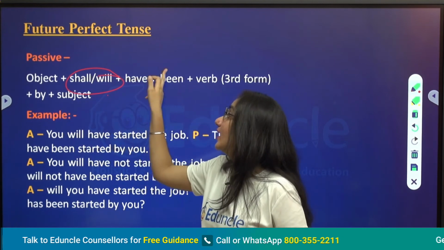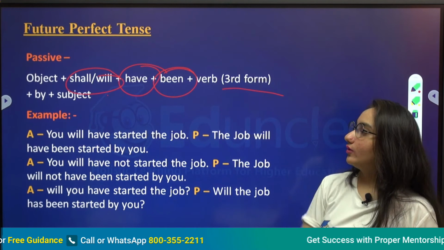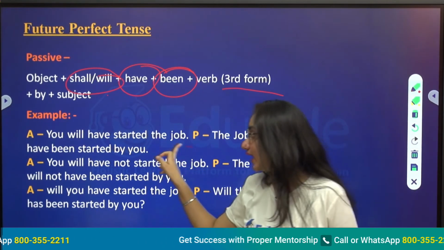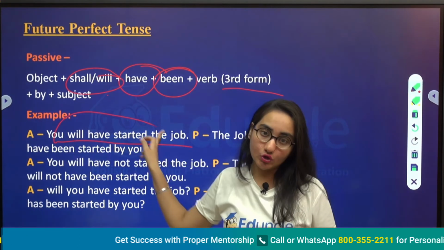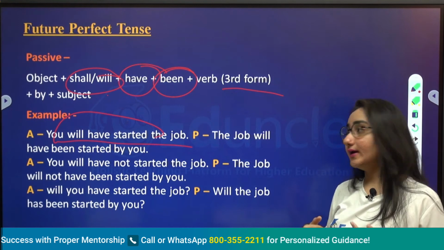shall or will is added here, have is added here, and been is added. Again, the third form of the verb, by plus subject. So, you will have started the job. This is the sentence. So the job will have been started by you.